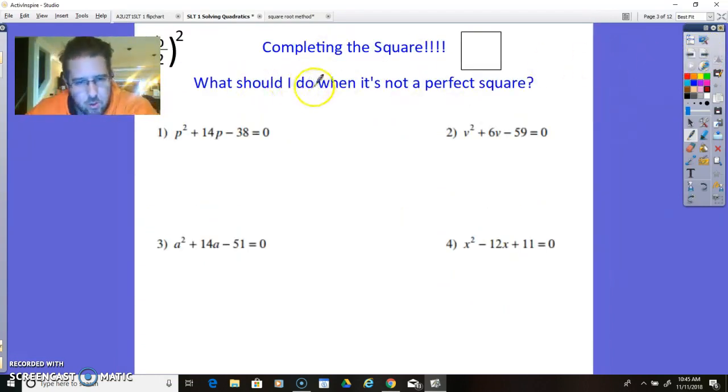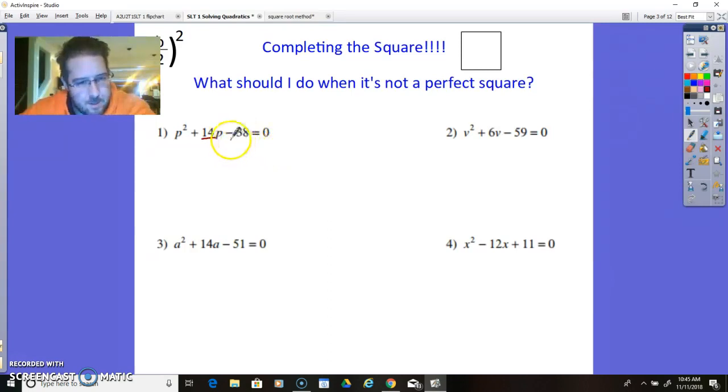So what should I do when it's not a perfect square? In this case, this 38 is not a perfect square, so we want to make it something that's going to be a perfect square. We need to make it b divided by 2, squared, which always works. So b is 14, 14 divided by 2 is 7, and 7 squared is 49. So I need to make this 49. I need to figure out what I have to add to make it 49.